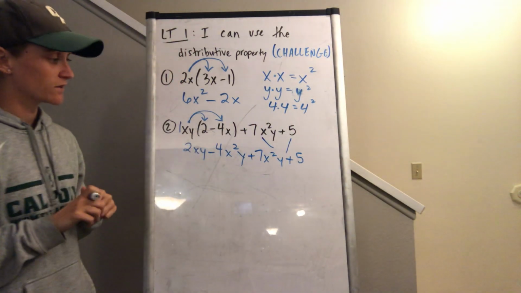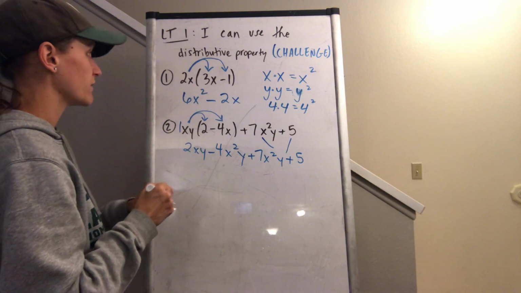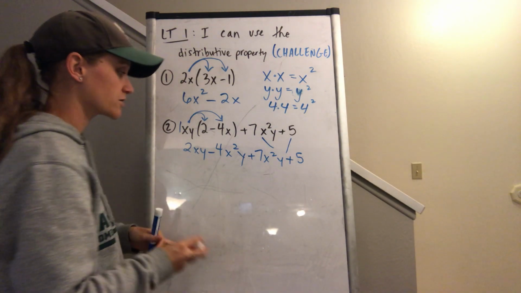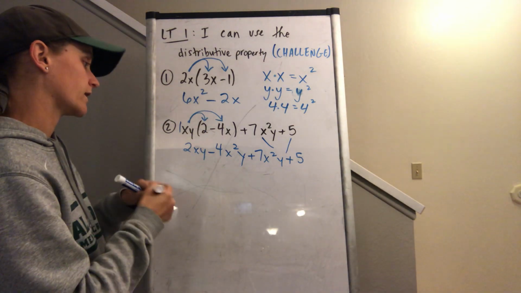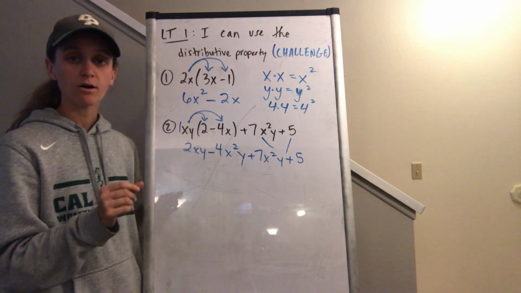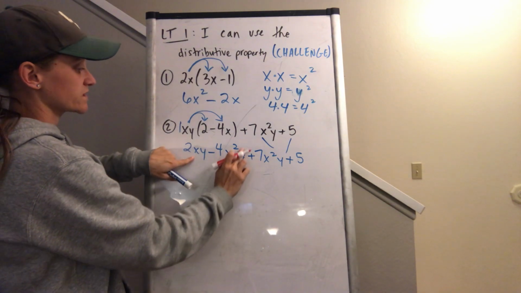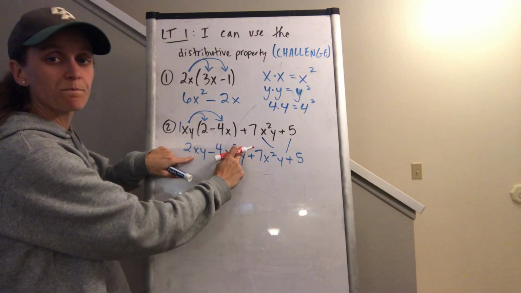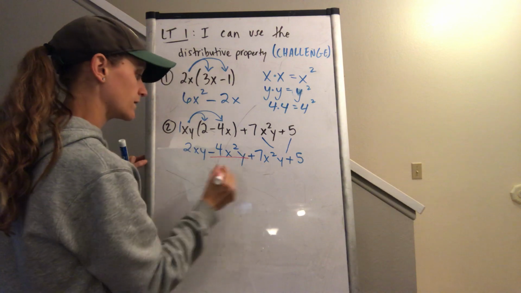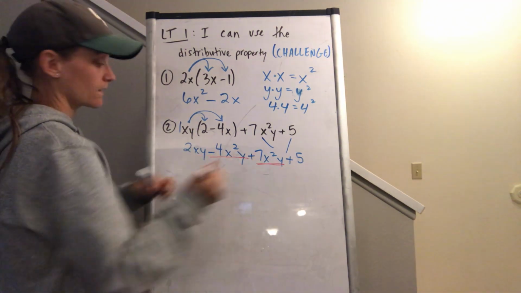Okay. And then now that I've done that, I want to combine any like terms if I can. So if you watched the last video about combining like terms, you learned that as long as terms have the same variable combination, you're allowed to combine them. So I cannot combine these because this has an x squared, this has an x. They don't have the same combination. But I can combine this one and this one because they both have an x squared and a y.